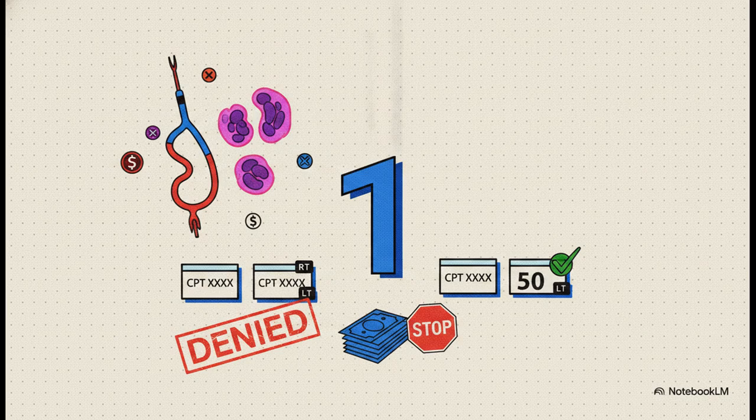So, the crucial point here really boils down to this number. 1. All 4 core thrombolysis codes have a medically unlikely edit, or MUE, of 1 per day. Medicare simply will not pay for the same code twice in a single day. No way. If you try to bypass this by billing 2 separate lines with RT and LT modifiers, Medicare will flat out deny all the line items. You must bill it on a single line with modifier 50.